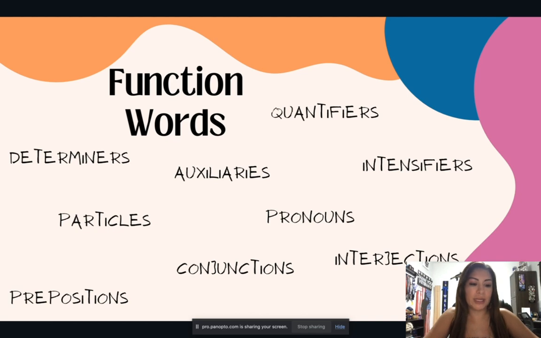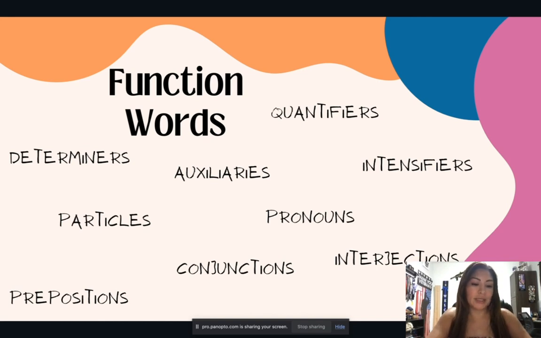Prepositions are used to show place, time, or direction, such as in the words on, after, with, and of. Conjunctions show relationships. Words such as and, or, so, but, and yet are examples of conjunctions. The conjunction or means either. The conjunction but means however, and so means therefore.